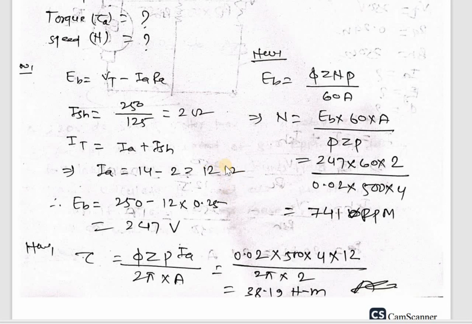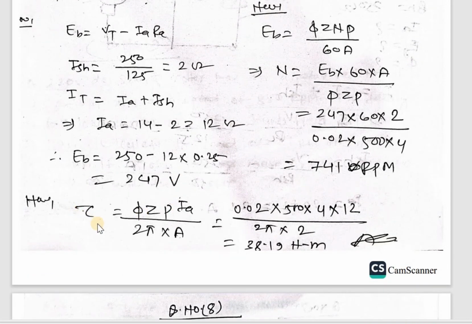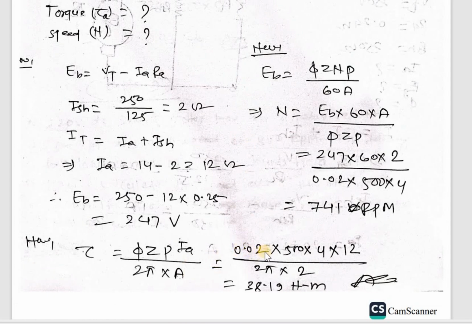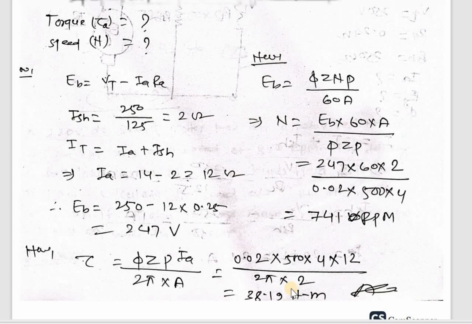This is ampere, not ohm. And Eb equal to 250 minus 12 into 0.25, so 247 volt. And the formula of torque is phi Z Ia P upon 2 pi A. So 0.02 into 500 into 4 into 12 upon 2 pi, that is 38.19 Newton meter.